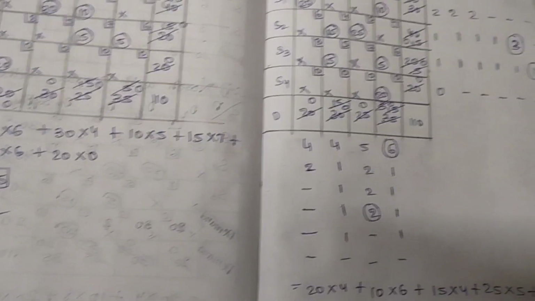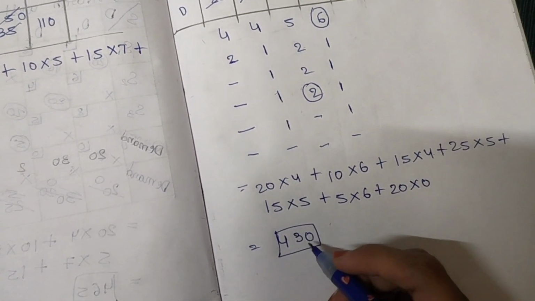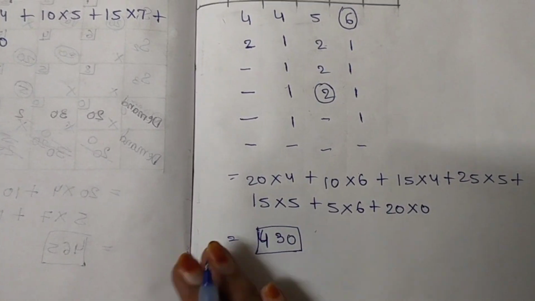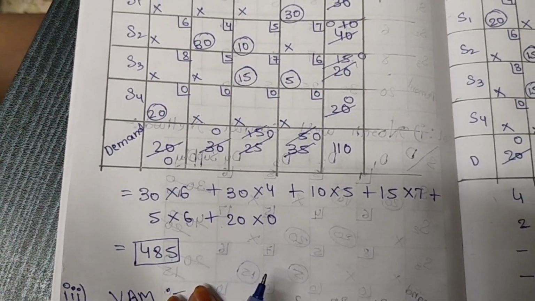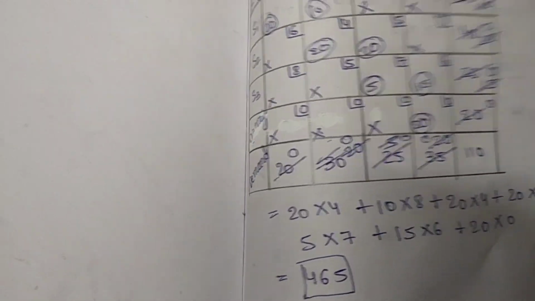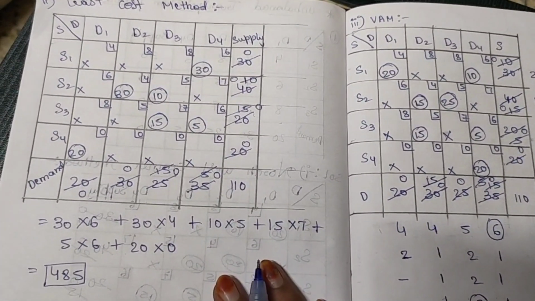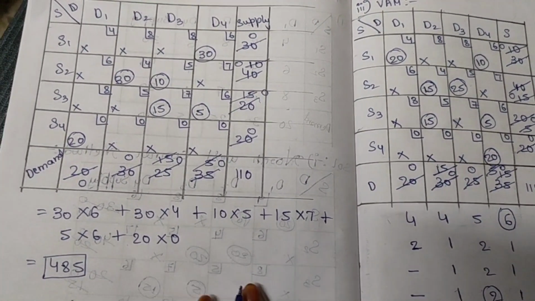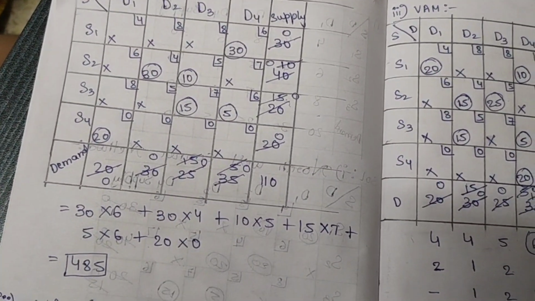So when we compare all these three methods, VAM gives a better solution, that is 430, the least cost under all methods. You can even check that when compared to the northwest corner method and least cost method, usually the least cost method gives lesser cost than the northwest corner method, but in this problem the northwest corner method gave less cost than the least cost method.